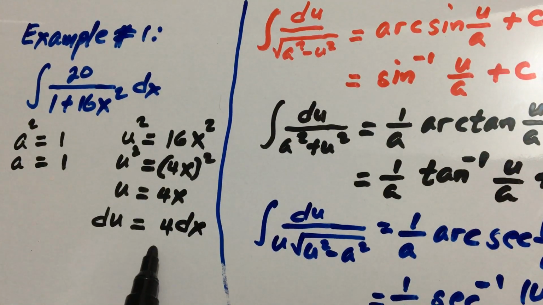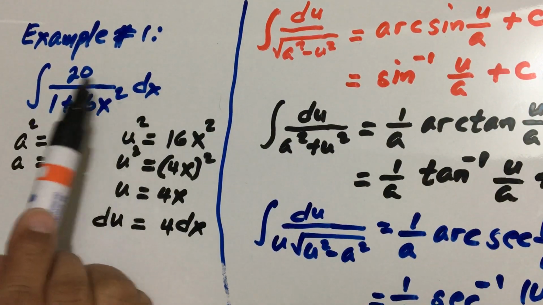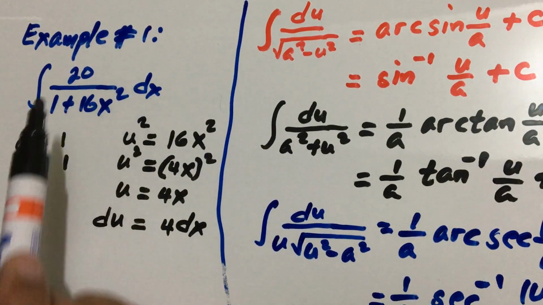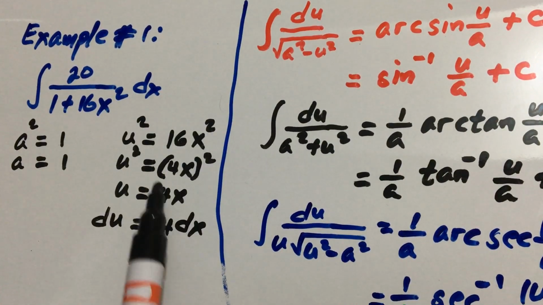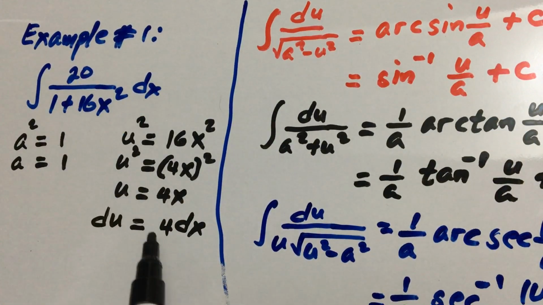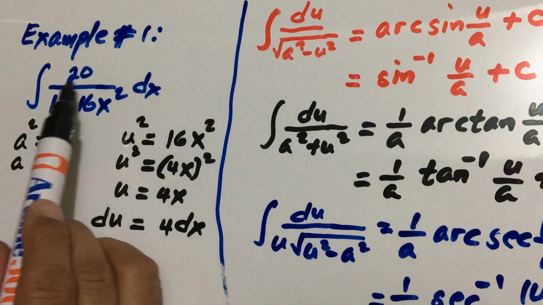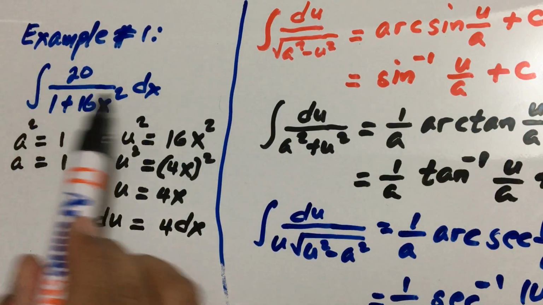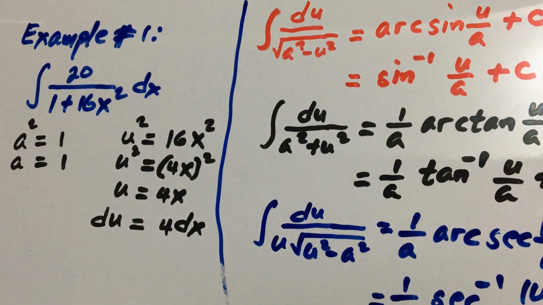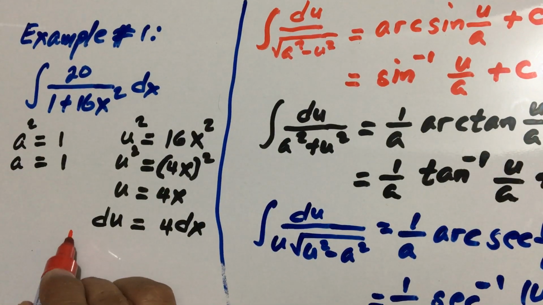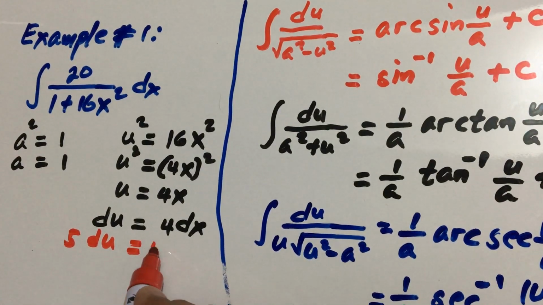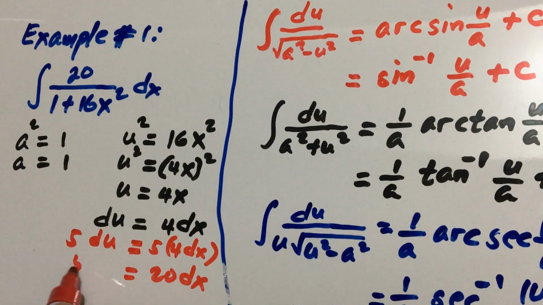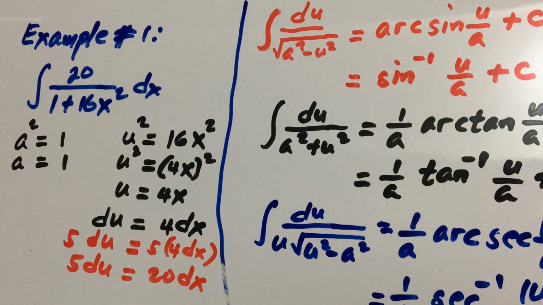All right? But if you look at the given, we have here 20 dx, right? So our numerator here is 20 dx, which we can compare with our du. So how do we make this 20 since we have only 4? To get the same as in the given, we have to multiply both sides by 5, so that it will match with our given 20 dx. So multiplying both sides by 5, we have 5 du equal to 5 times 4 dx, so we have 20 dx, which is equal to 5 du. Okay, so they are now matched.